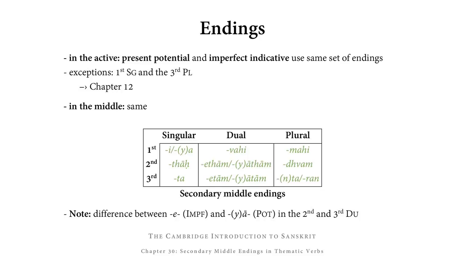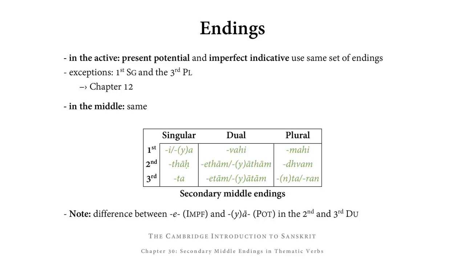In the singular, we have i or īya, thās and ta, where i is the ending that we find in the imperfect and īya is the ending that we find in the potential. Then in the dual we have vahi, āthām and āthām, and we here need to distinguish between ethām and īyāthām. E is what we find in the imperfect and īyā is what we find in the potential.